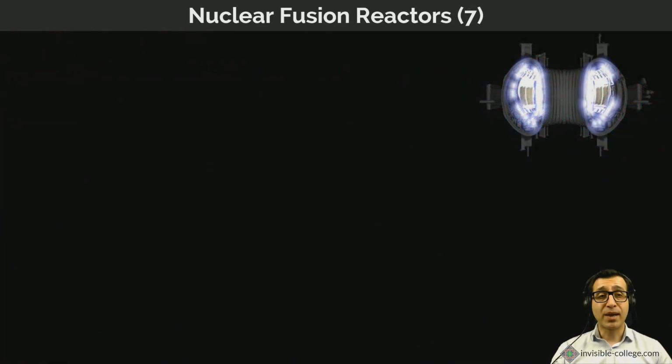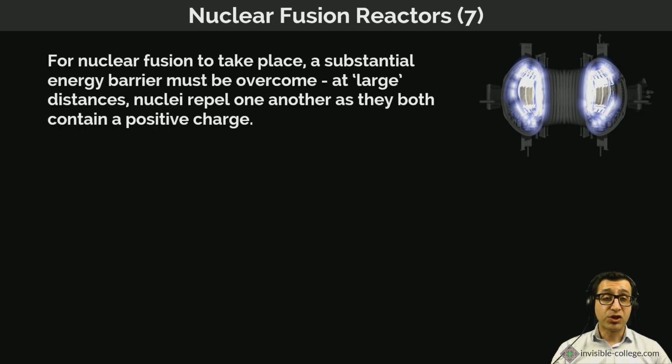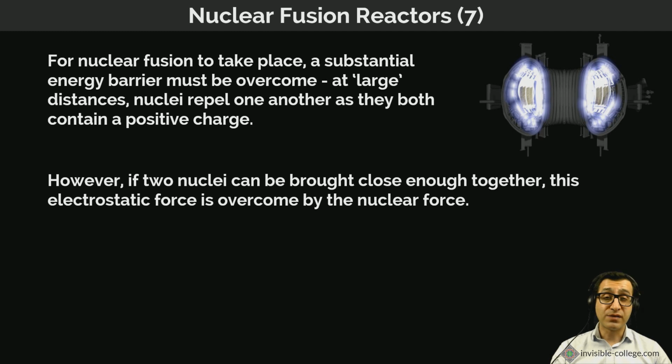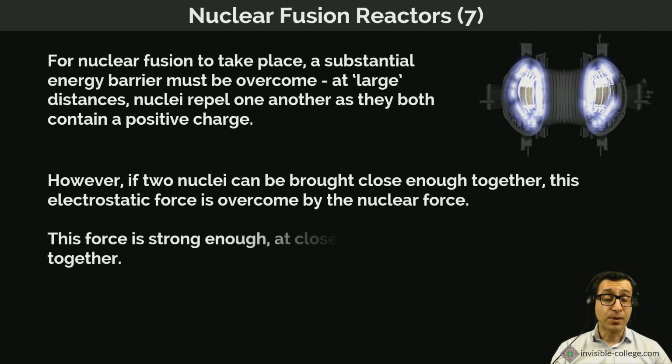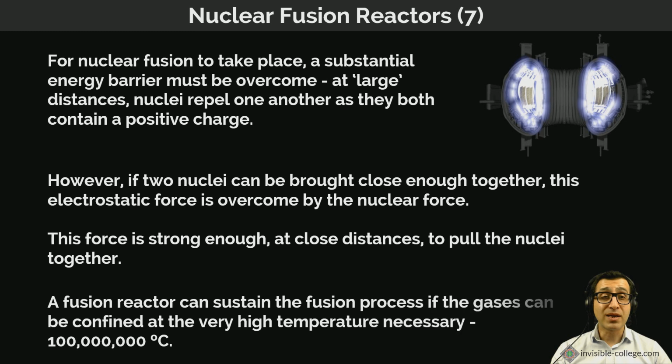So for nuclear fusion to take place, a substantial energy barrier has to be overcome. At large distances, nuclei will repel each other because of their similar positive charges. But if the two nuclei can be brought close enough together, this electrostatic force is overcome by nuclear forces of attraction. This force is strong enough at close distances to pull the nuclei together. A fusion reaction can sustain the fusion process if the gases can be confined at the very high temperatures necessary, and this is why we need extremely high temperatures of 100 million degrees C or thereabouts.